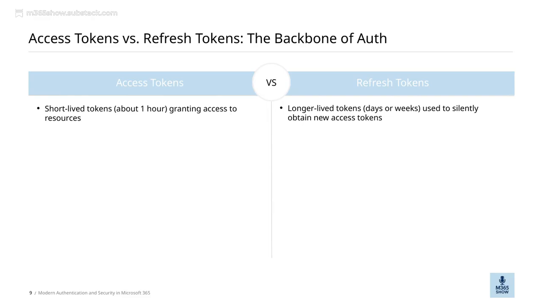On the other hand, we have access tokens. These are short-lived, typically lasting about an hour. Their purpose is to grant access to specific resources during that time. This short lifespan enhances security by limiting the window in which a potentially compromised token can be misused. So, in summary, refresh tokens help maintain a seamless experience by renewing access tokens behind the scenes, while access tokens provide the actual permission to access resources for a limited time. Together, they create a robust, secure system that balances usability and security, which is essential in modern authentication for Microsoft 365.